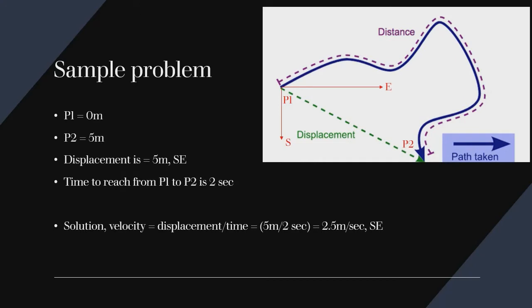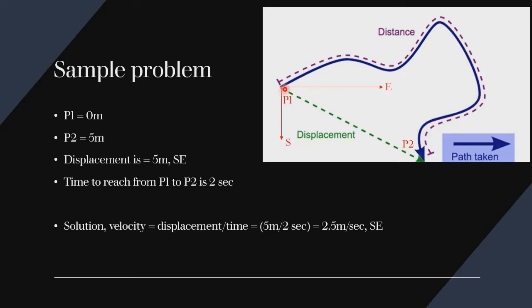So in this problem, we are again going to illustrate the difference between displacement and distance. For this case, we have P1, which is the initial position where the object is traveling along the total path distance while it ends up at P2.